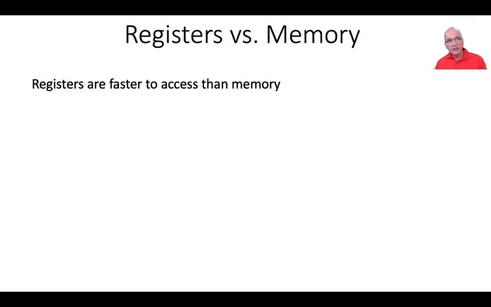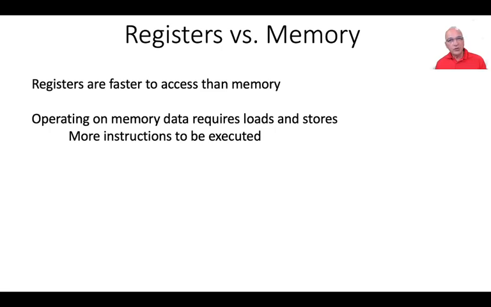So registers are faster to access than memory, much faster than memory. So whenever possible, we should try to do our operations from registers and into registers. If I operate with memory, I need to have load and store instructions, so more instructions are executed.